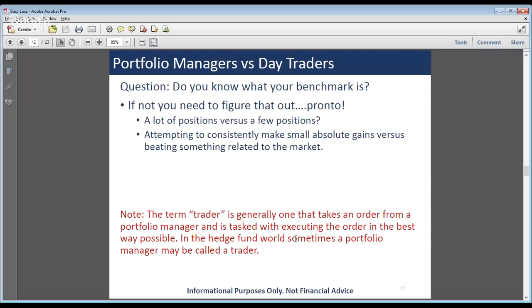And also, this is very important, the term trader has multiple definitions. So in the vast majority of the financial profession, a trader is just somebody that takes an order from a portfolio manager and is tasked with executing that order. Sometimes the PM could be the trader as well. Sometimes the trader has discretion, so he can look at TA, he can source liquidity, he can do a lot of things. Sometimes the trader is just, I want to call it a paper pusher, so he'll just get the order and execute.